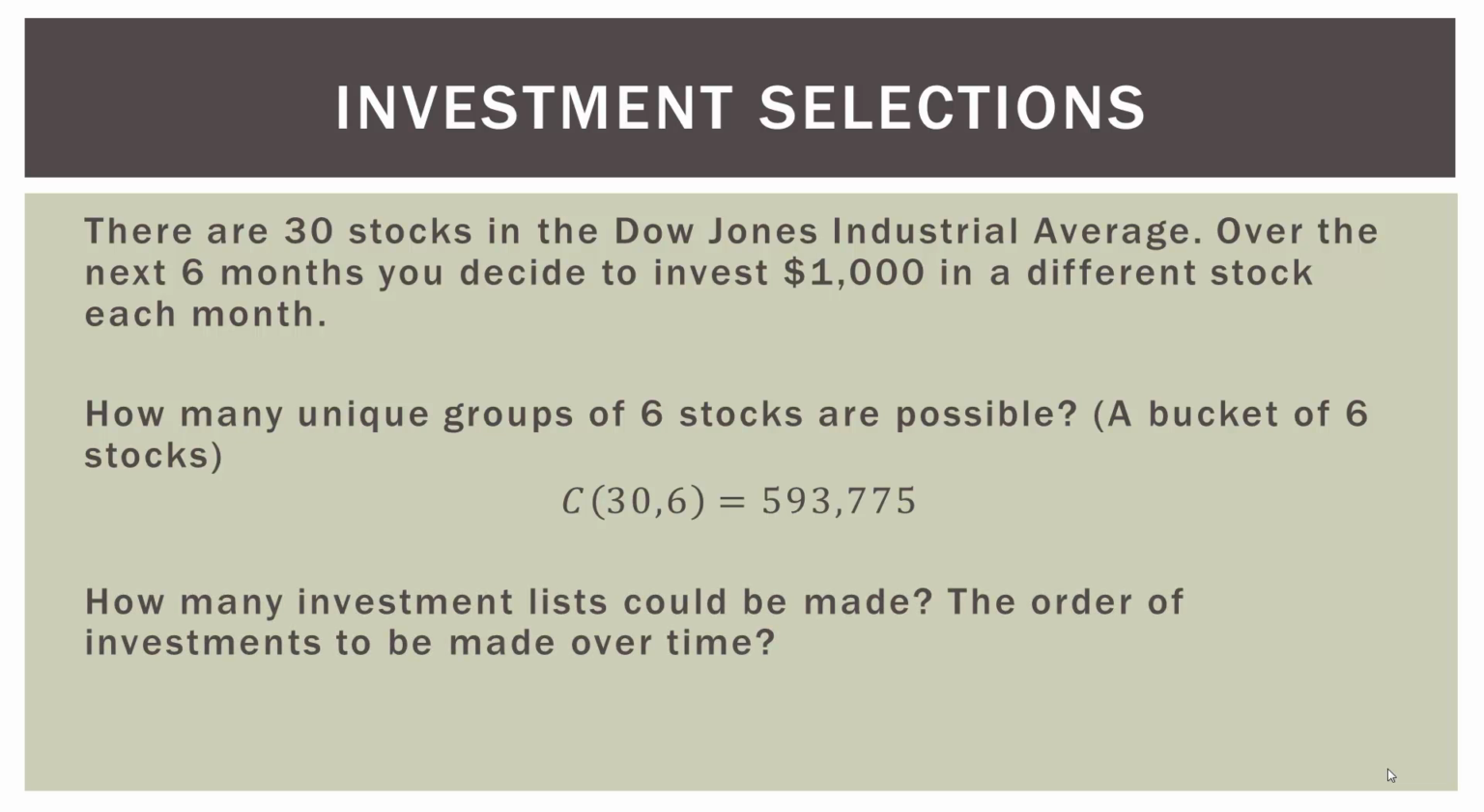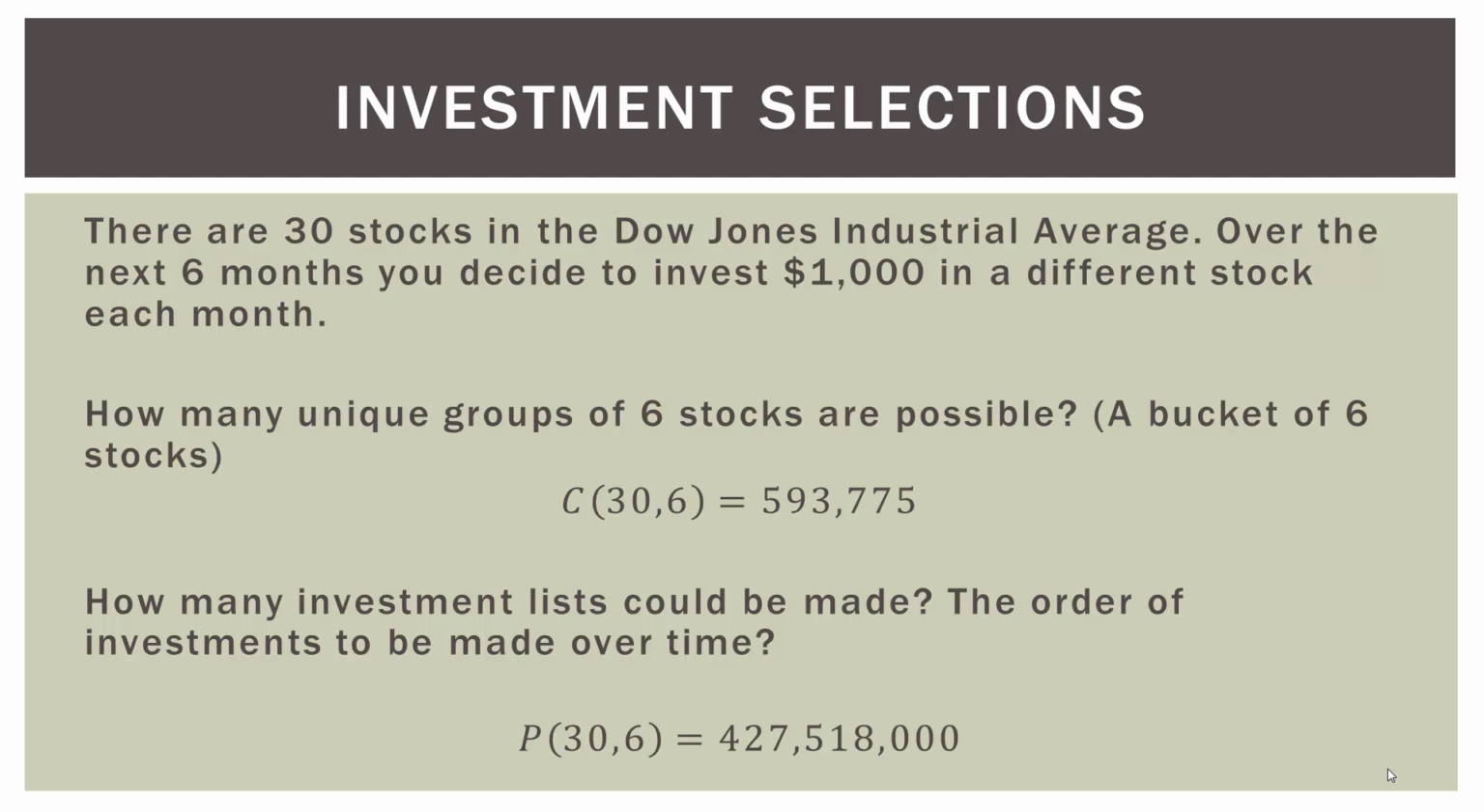Now, how many investment lists could be made? This is the order of the investments to be made over time. So next month, you have 6 choices for an investment. The month after that, you have 5 choices for an investment. And the month after that, you have 4. This is like an ordered list of your investments over the next 6 months. So that's 30P6. That's a permutation.